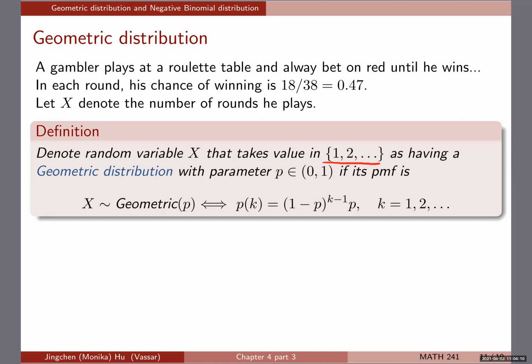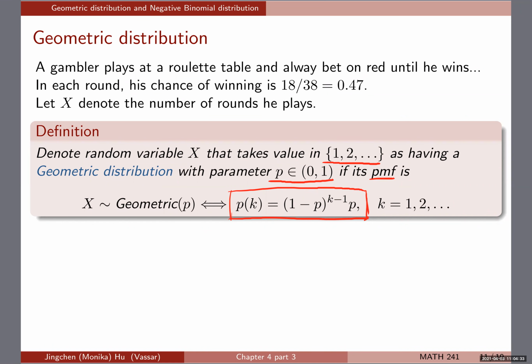So this random variable X has a geometric distribution with parameter p. It only has one parameter, the success probability between 0 and 1, if its PMF is of this form. Unlike the Poisson, which might look a little bit complicated to even think about why that is the case, I think the geometric distribution is much easier.